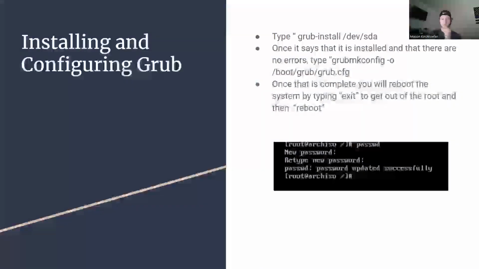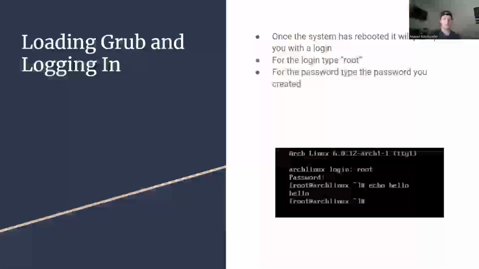So then you want to install grub. To do that, you're going to type grub-install /dev/sda. Once it says that it's been installed and there are no errors, type grub-mkconfig -o /boot/grub/grub.cfg. Once this is complete, you can reboot the system by typing exit to get out of the root, and then reboot. So then once it's rebooted, it'll prompt you with a login.